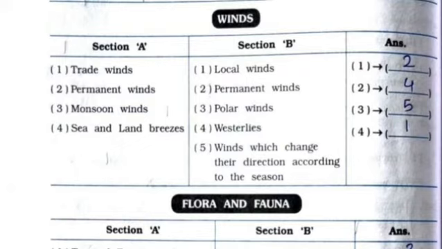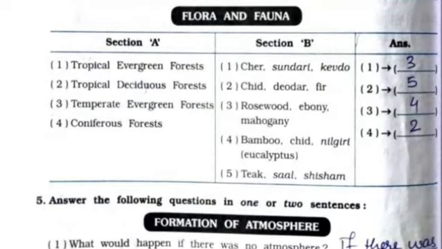First one, trade winds, it's option number 2, permanent winds. Second, permanent winds, it's option number 4, westerlies. Third, monsoon winds, it's option number 5: winds which change their direction according to the season. Fourth, sea and land breezes, it's option number 1, local winds. Now match the following for flora and fauna.